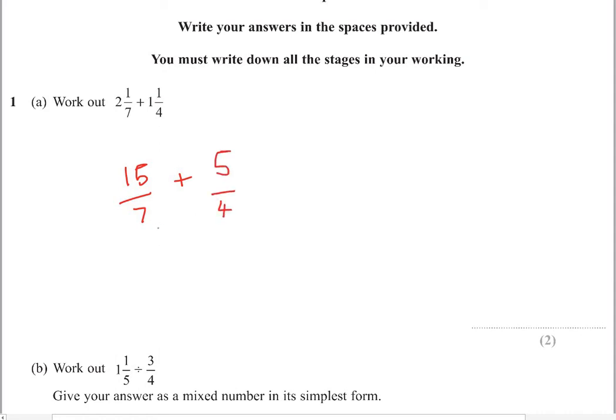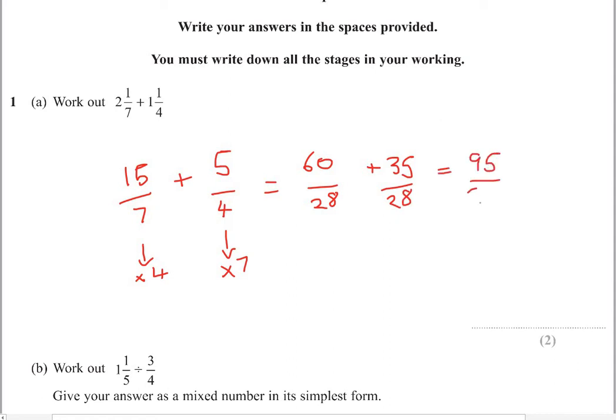Now, how do we get these to the same denominator? Well, we need a number that has 7 and 4 as factors, and we can change them both into 28 by timesing this one by 4 and this one by 7. But this means we need to times the tops and bottoms by these numbers. So 15 4s are 60 over 28, and 5 7s are 35 over 28. So this is 95 over 28. Now we can change this into a mixed number if we want, but I'm fine with that.